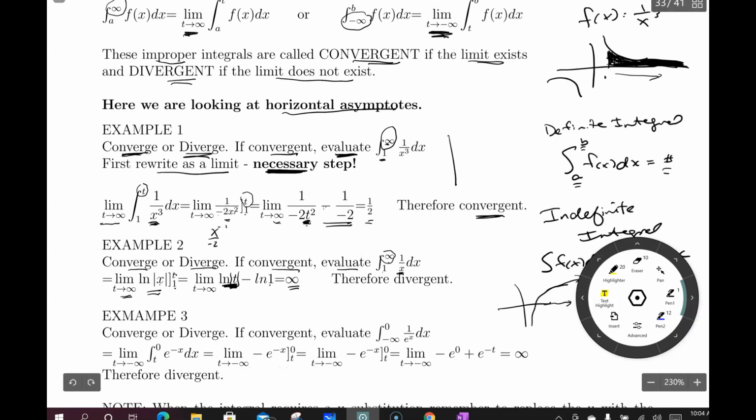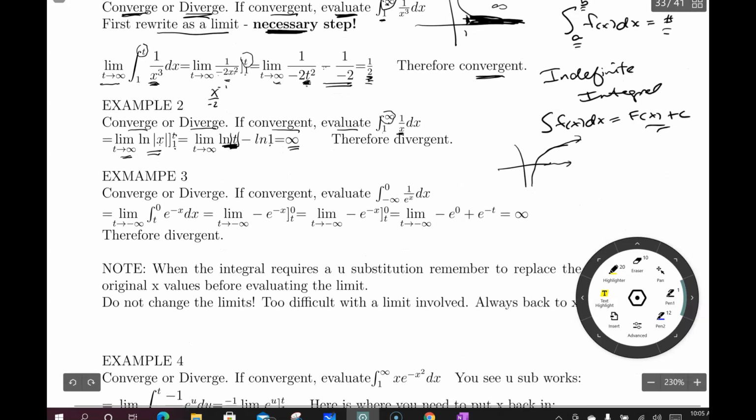So what does 1 over x look like? 1 over x looks like this. So I'm saying from 1 to infinity, under 1 over x, the graph of y equals 1 over x does not add up. So this adds up to infinity, whereas the area under 1 over x cubed from 1 to infinity, it did add up to 1/2. Very curious. All right, so here we have the same question, converge or diverge. If converge, evaluate. So now I've got my negative infinity down here.